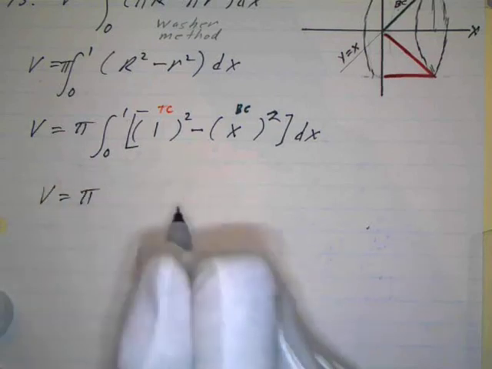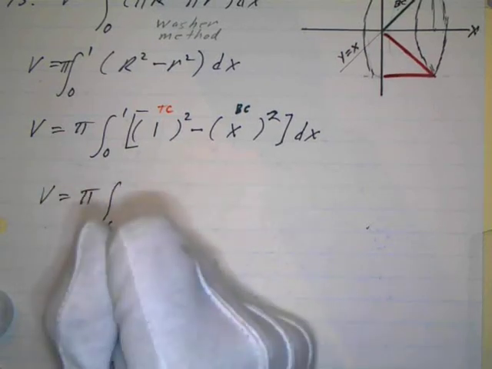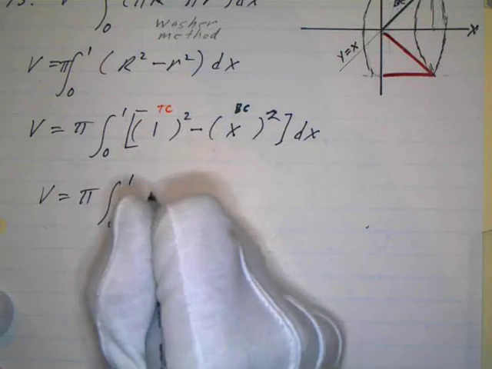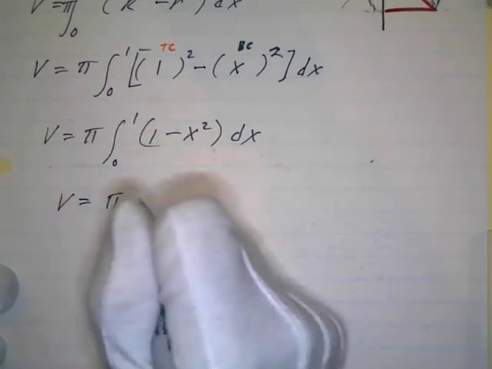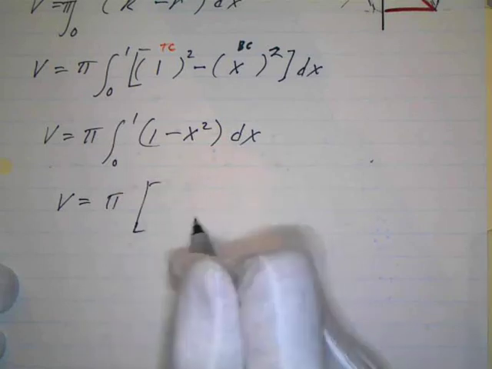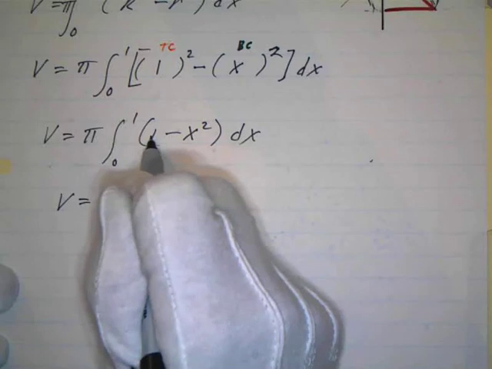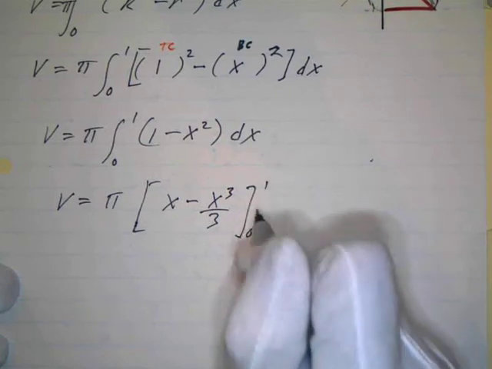So volume equals pi, and we can simplify this a little bit, from 0 to 1 of 1 squared is 1 minus x squared dx, and we're ready to take our antiderivatives. So volume equals pi, and we'll evaluate this from 0 to 1. The antiderivative of 1 is x, and the antiderivative of x squared is x cubed over 3, evaluated from 0 to 1.